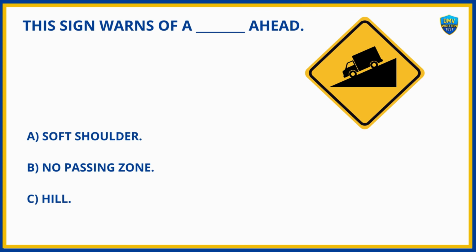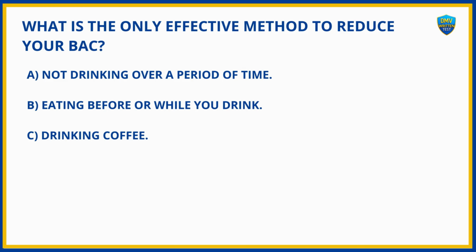This sign warns of A. Ahead. A. Soft shoulder. B. No passing zone. C. Hill. And the answer is C. Hill. What is the only effective method to reduce your BAC?